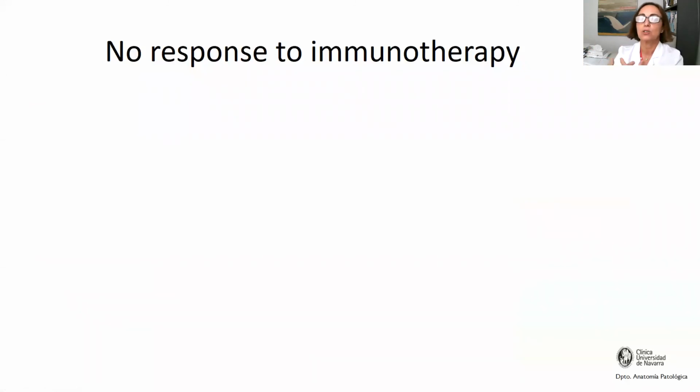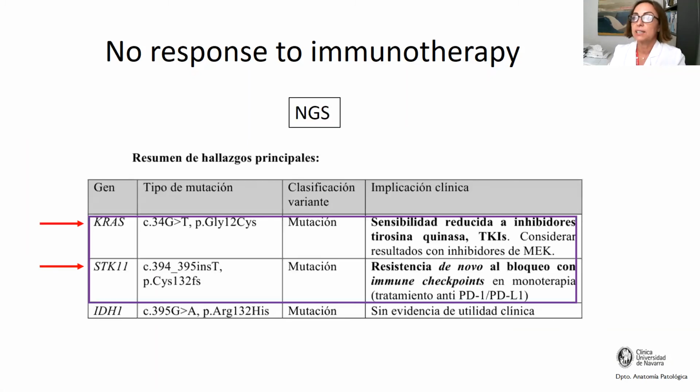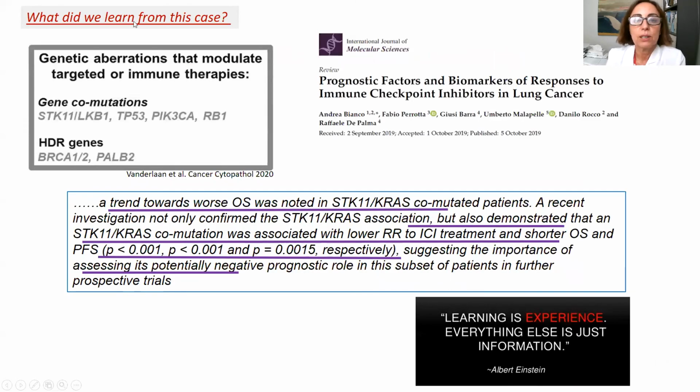So the oncologist decided to give immunotherapy to the patient, but the patient did not respond to immunotherapy. And then the oncologist requested a panel and NGS to see if there was any other information that could help the patient. And on NGS, we confirmed the KRAS mutation we found during IDYLLA, but we found another mutation, an STK11 mutation. This is in Spanish because this is our report, but this mutation confers de novo resistance to immunotherapy. So what did we learn from this case?